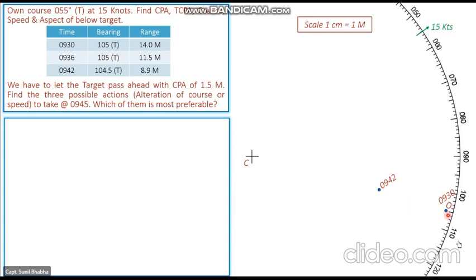You will observe that all these three positions fall in a straight line. So we have straight away shown the 0942 position, the final position after the end of the plotting interval. And as per our nomenclature, this is marked as A, Alpha.